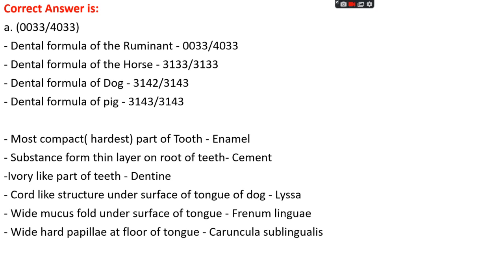The cord-like structure located under the surface of the tongue of a dog is known as lyssa. The wide mucous fold under the surface of the tongue is known as frenulum linguae. The wide hard papillae at the floor of the tongue are known as caruncula sublingualis.